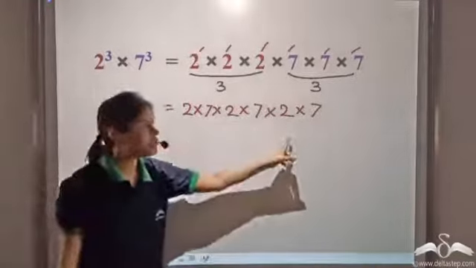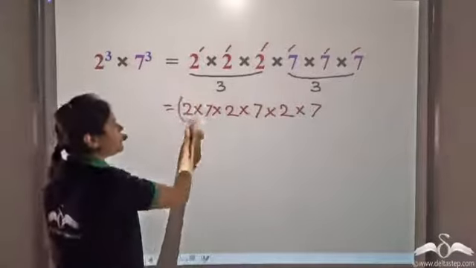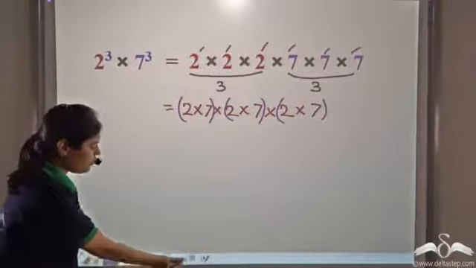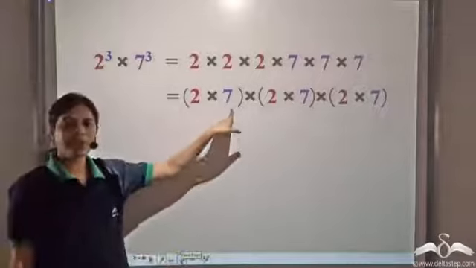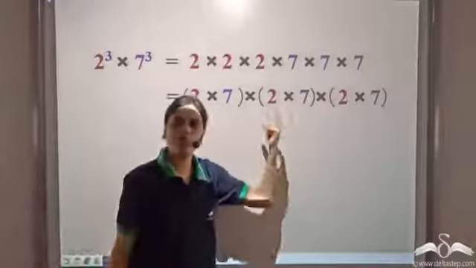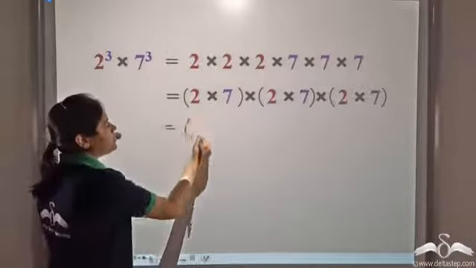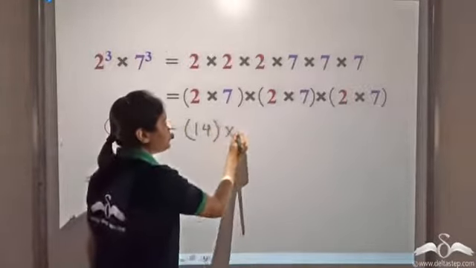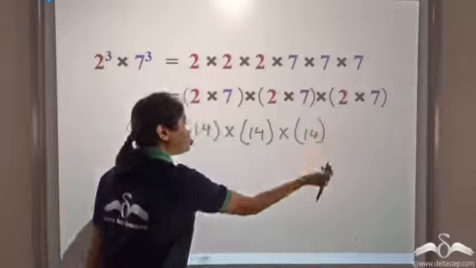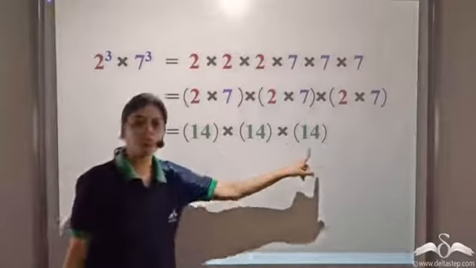So we have rearranged the terms in this manner. Now let us club these. So this is what we have: 2 into 7 into 2 into 7 into 2 into 7. So we have 3 groups of 2 into 7. Now 2 into 7 is equal to 14. So this gives us 14 into 14 into 14. So this is what we have.